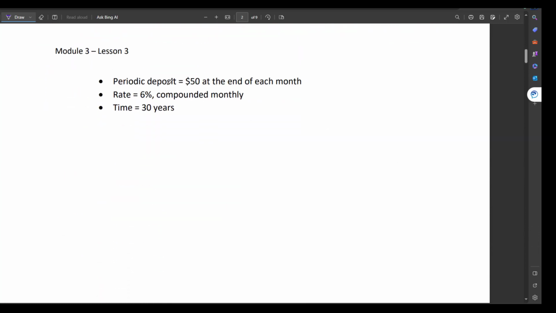The second one, our periodic deposit on this one is $50 at the end of each month, with an interest rate of 6%. It's compounded monthly, and the time is 30 years. So this one is a little bit more doable. You're going to pay $50 every month, and our interest rate is 6%, which it will not be that high, but we'll calculate and see what it's going to be.